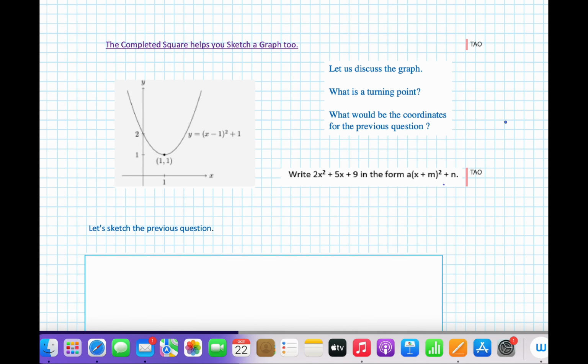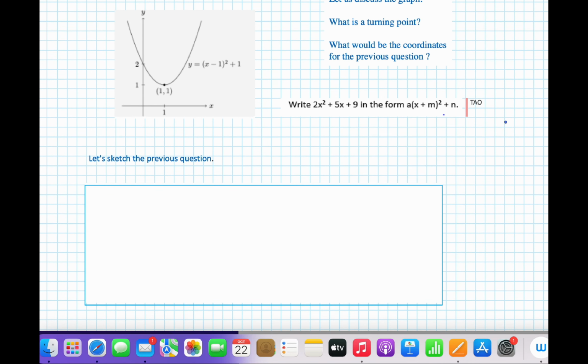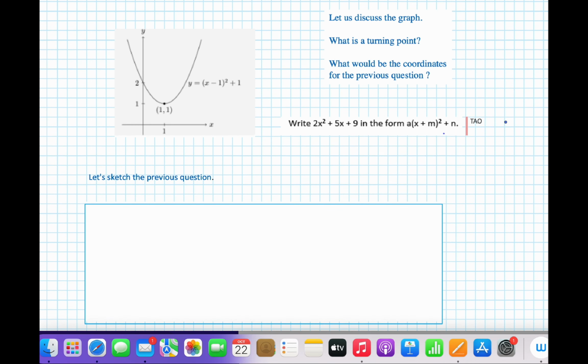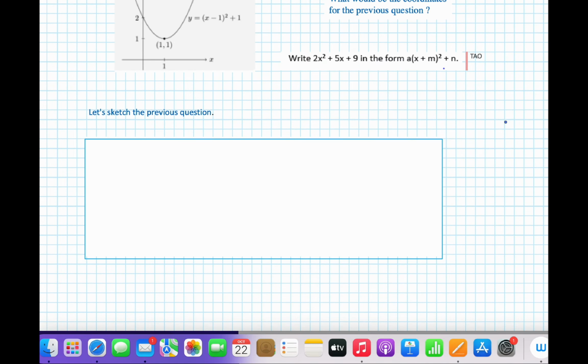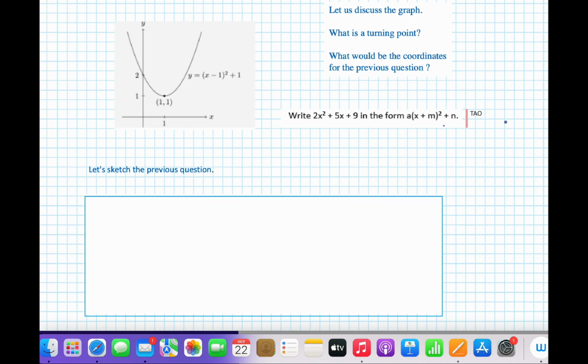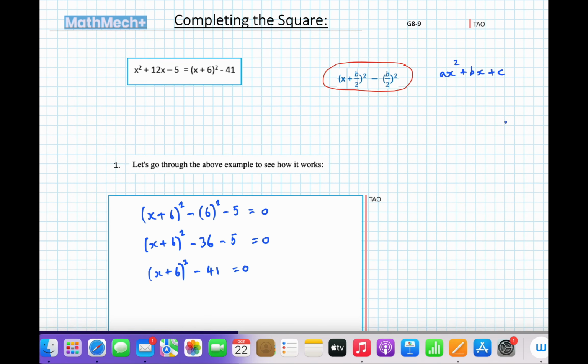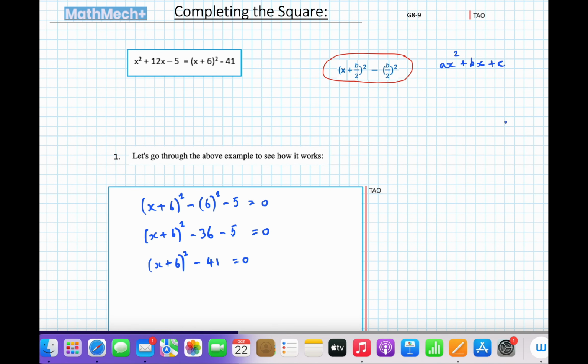And further along we look at, maybe have a discussion chain on the graphs, turning points, and the various coordinates of that as well in lessons. And that is completing the square.